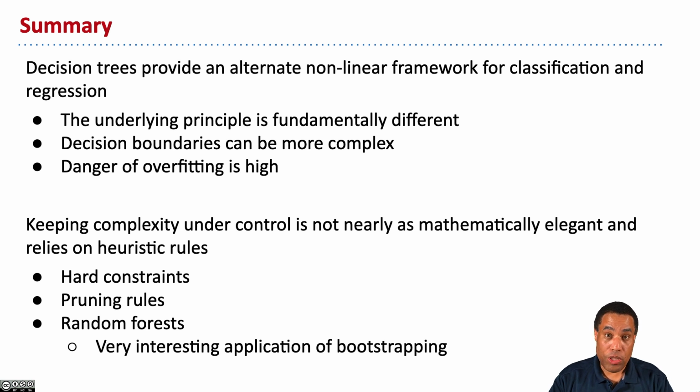Now, keeping that complexity under control, well, unfortunately, we don't have nice mathematical, provably optimal closed form solutions for how we do that. Instead, we basically use a bunch of heuristics, hard constraints on the size of the tree, or creating a full tree and then pruning nodes as we go. Random forests are kind of a balance, right? It's a very interesting application of bootstrapping, and it gives us very nice results.